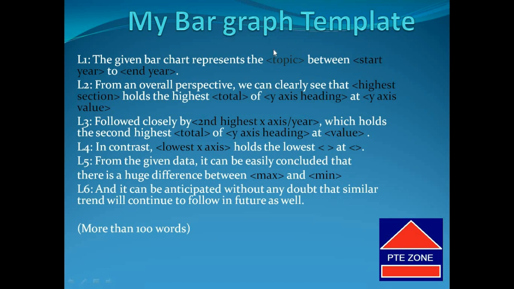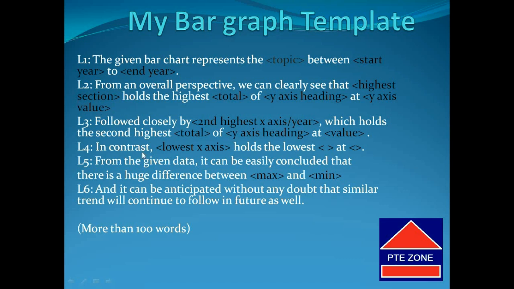So wherever you see a value in black, you need to replace it with the information that you have collected in the given 25 seconds. The rest of the thing you need to learn by heart. So when you are doing your preparation, you need to learn all these things. The given bar chart represents the dash between dash to dash. From an overall perspective, we can clearly see that dash holds the highest dash of at dash, followed closely by dash which holds the second highest value at dash.